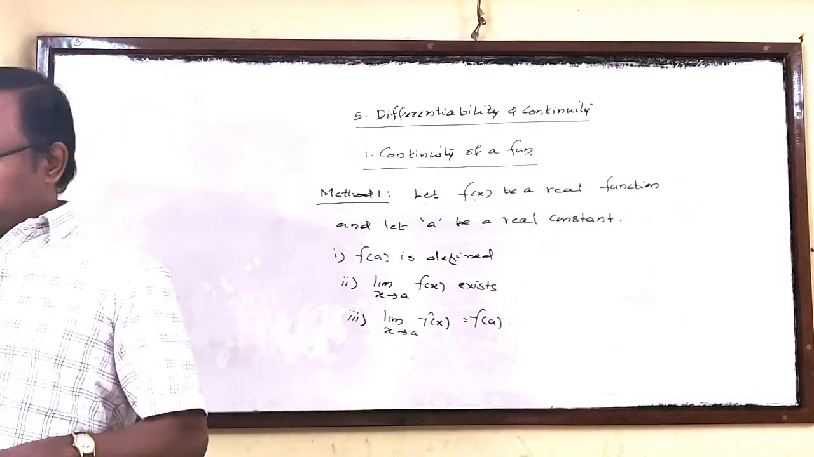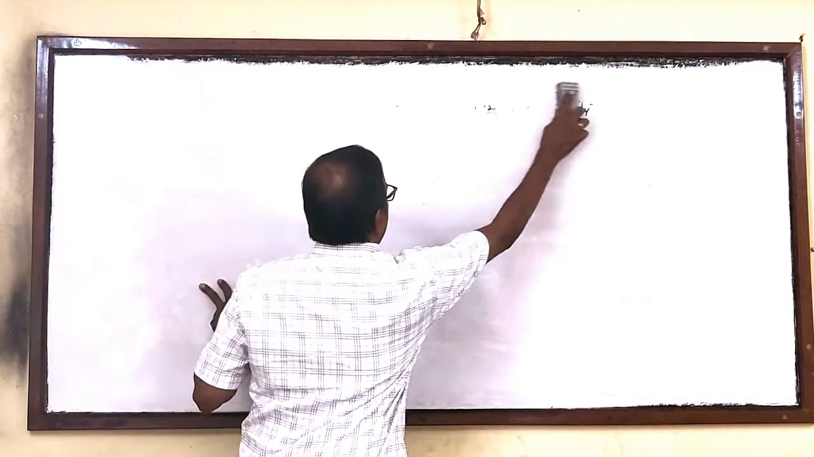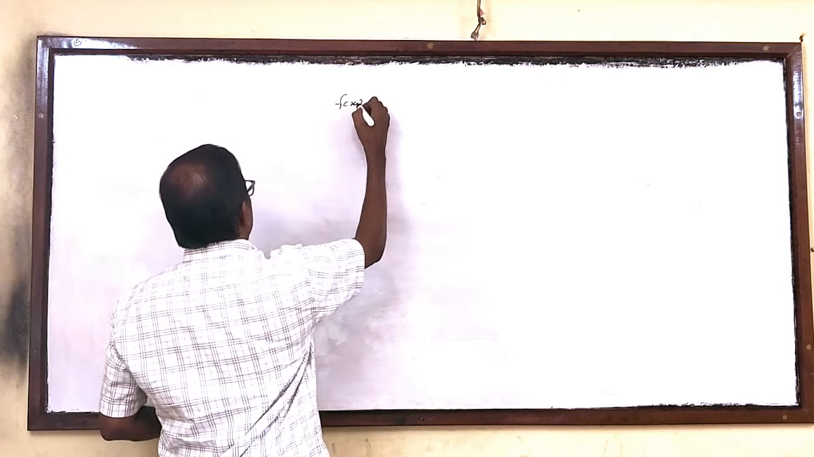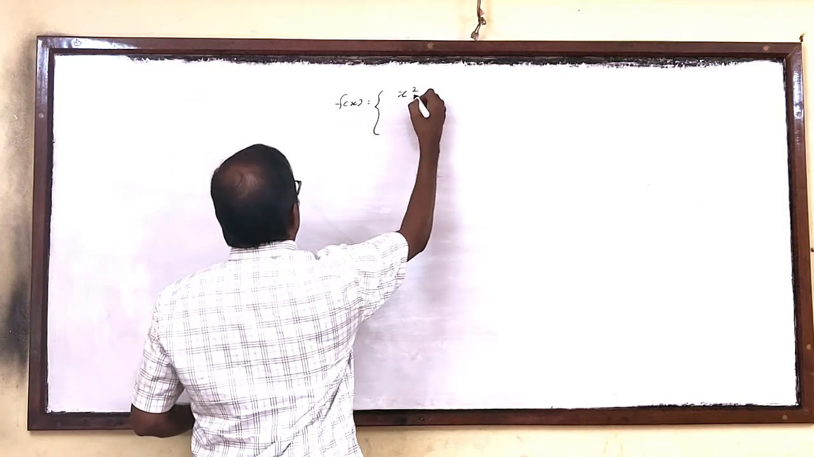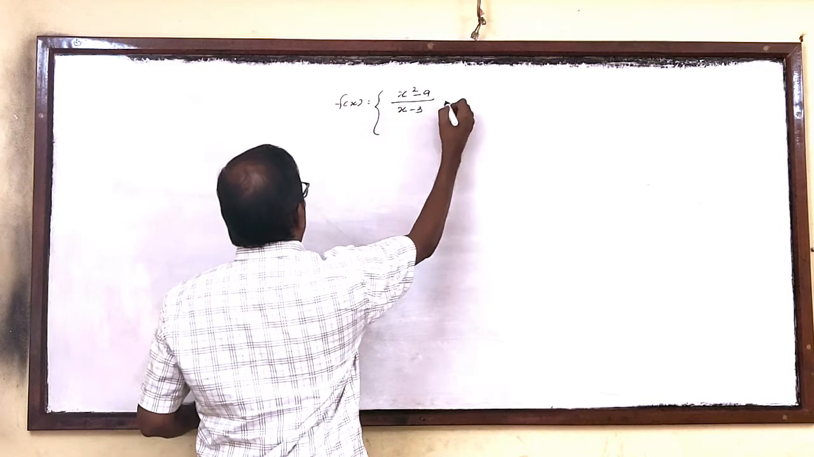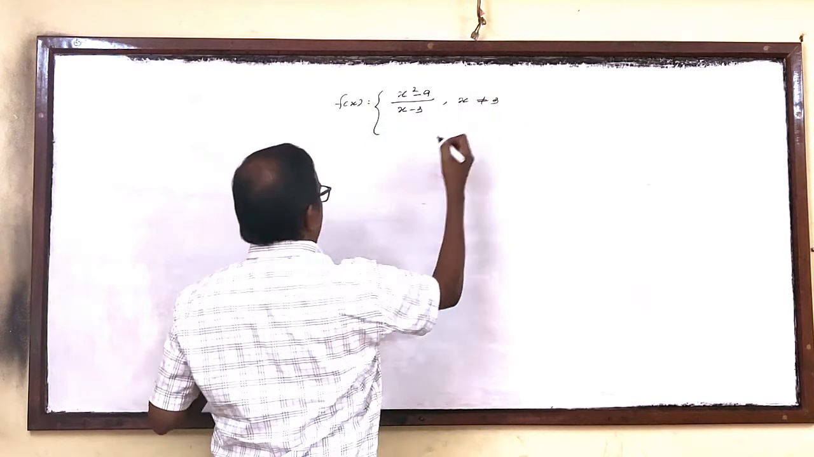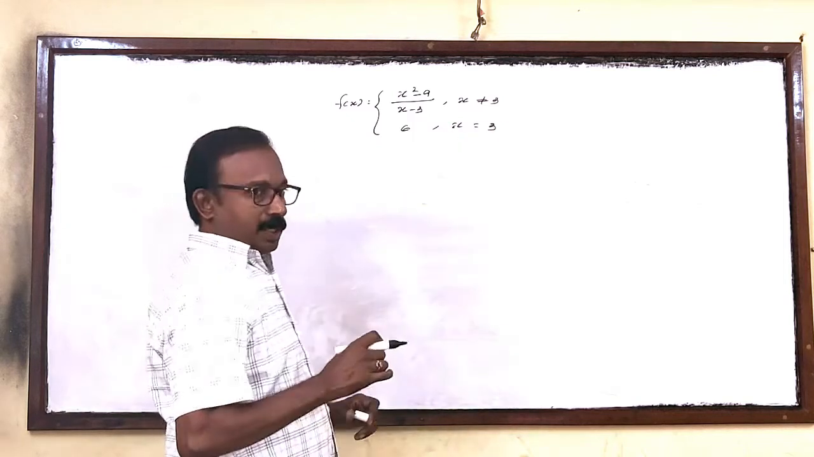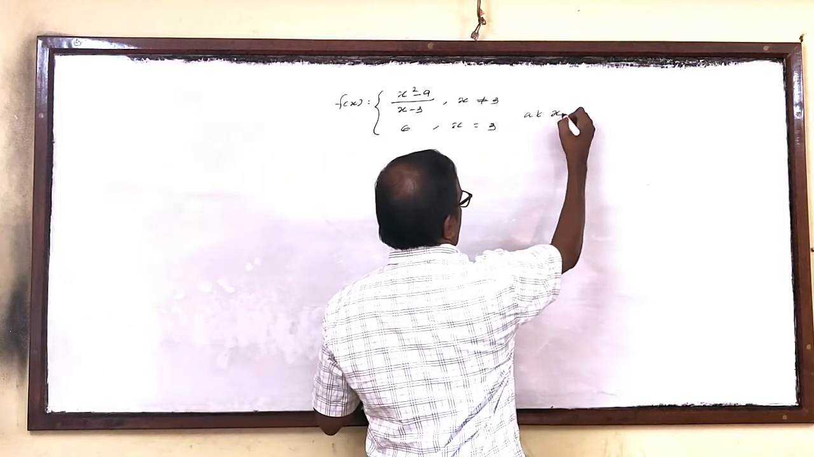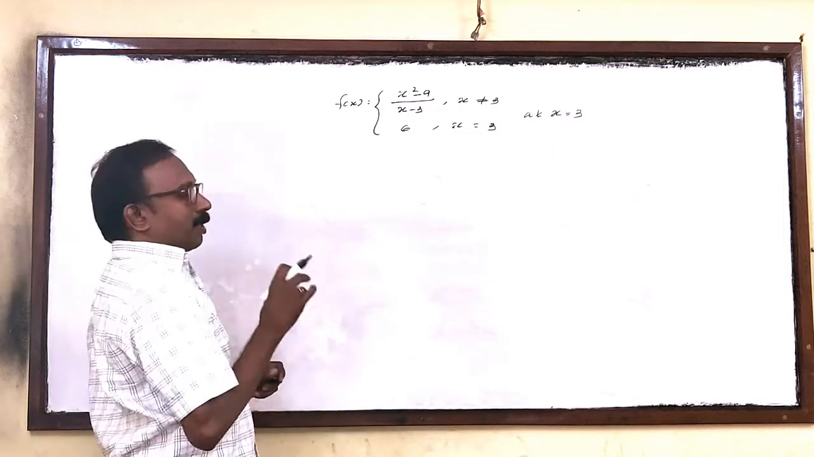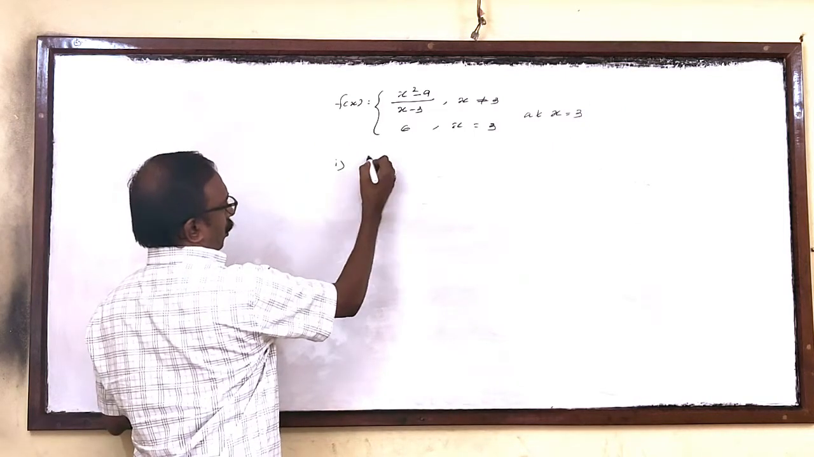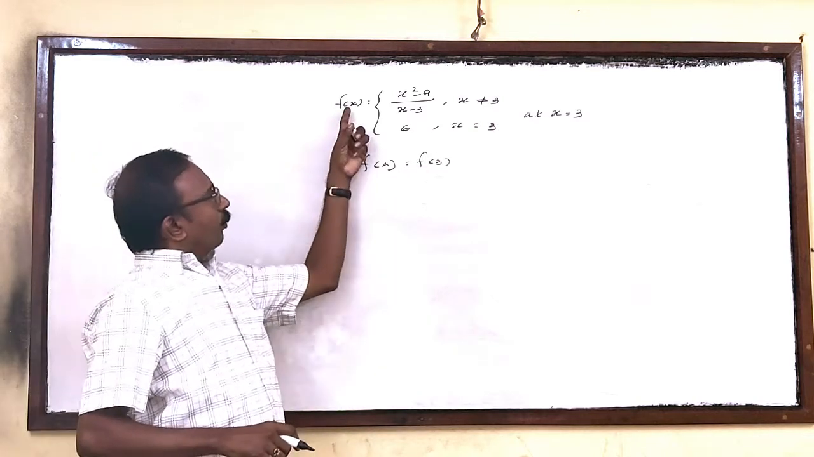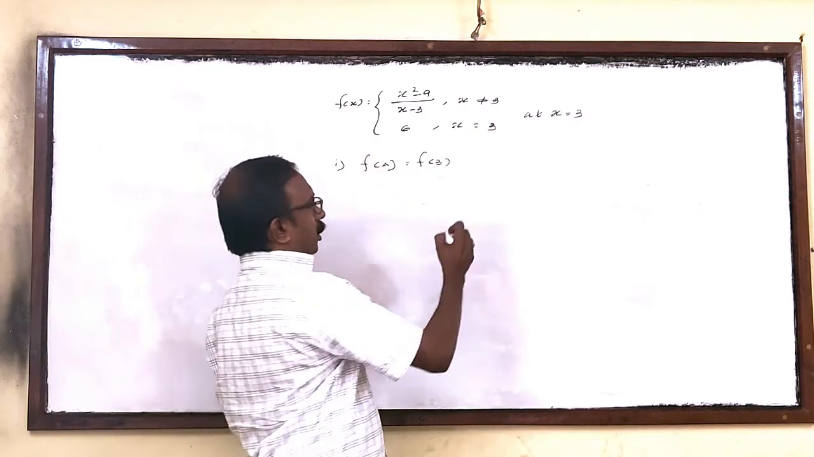Let us discuss the next example. Let us take a function f of x is equal to x square minus 9 by x minus 3, for x not equal to 3, and 6 if x is equal to 3, at x is equal to 3. First condition is f of a. Here f of a is f of 3. The value of the function at x is equal to 3 is 6.